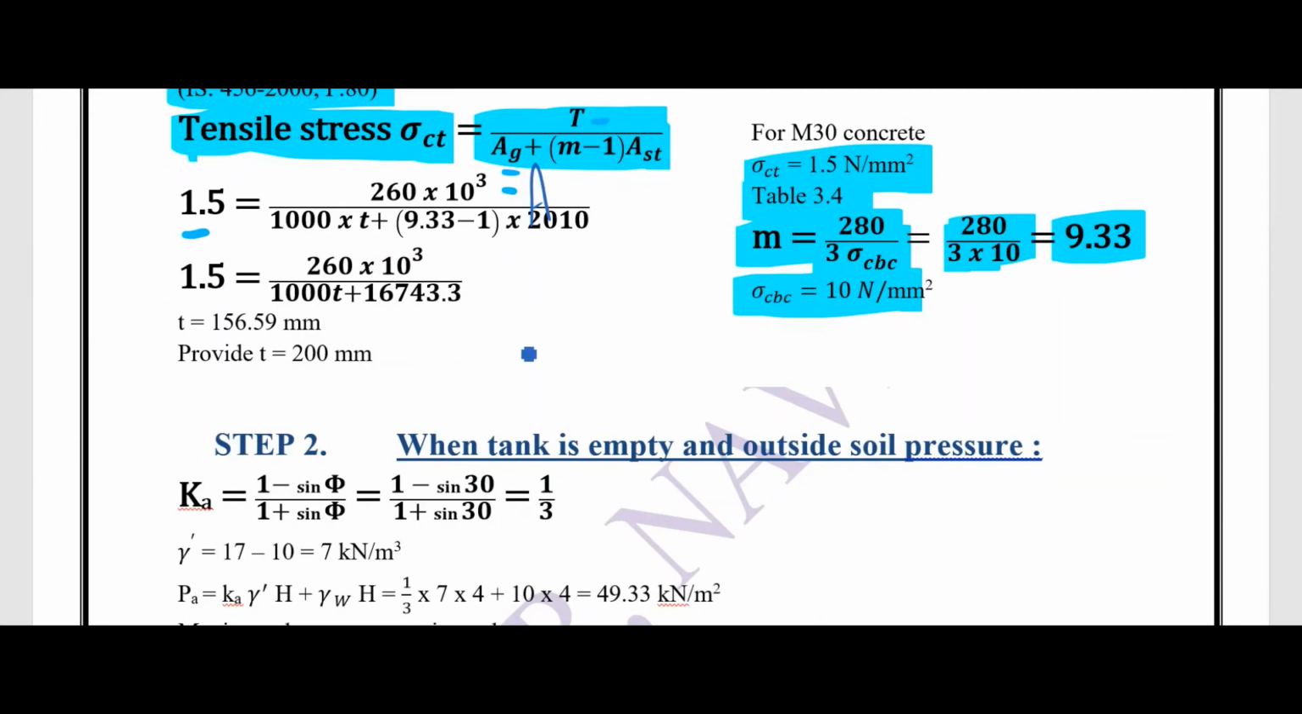First of all, we have to calculate AG. AG means area of gross. Area of gross means 1 meter and T is thickness. 1000 into T, thickness, is the area of gross. In the same way we have AST, which means area of steel. By these two values we can find out the thickness, which is 200 mm. So we have a thickness T of 200 mm. Now our design is completed for condition 1.